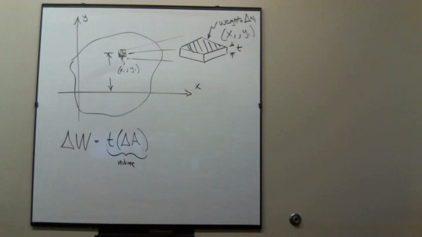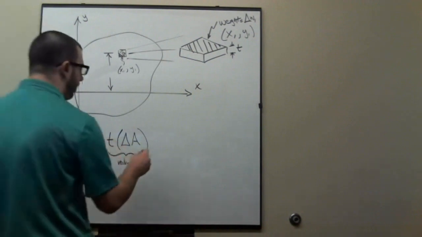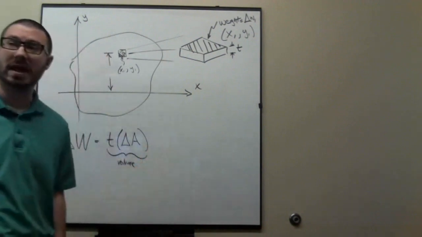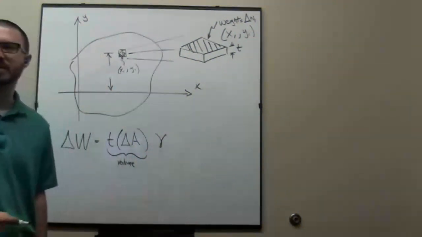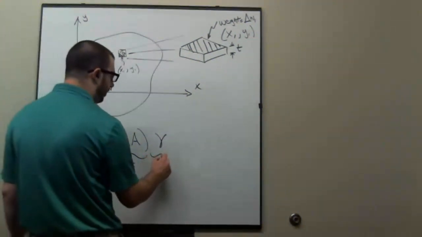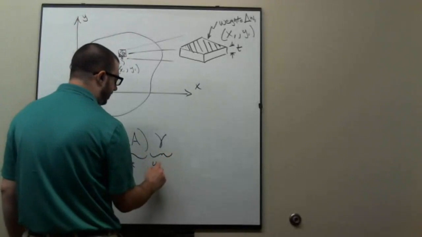let's think about it like this. If I have the volume of something and I multiply it by its density, I get its mass, right? If I take the volume and I multiply it by its unit weight, in engineering, we always use a lowercase gamma to represent unit weight.